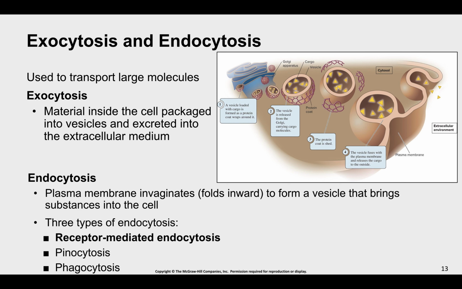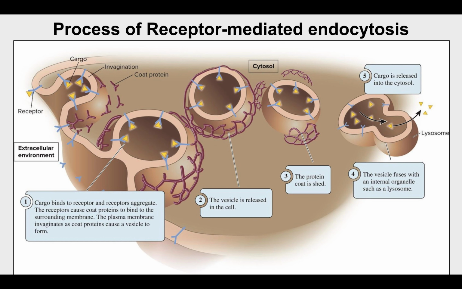That would be endocytosis. This is where the plasma membrane folds inward and encapsulates something. There are different ways of doing this. I'm just going to show you an example of one of them, which is receptor-mediated endocytosis. If it's receptor-mediated, that means we have receptors embedded within our plasma membrane here. They are sensing the molecule that needs to be transported.